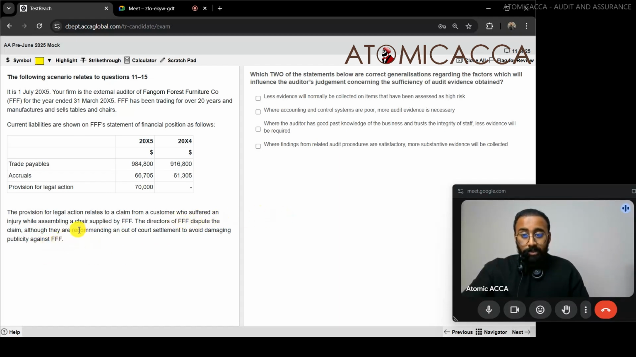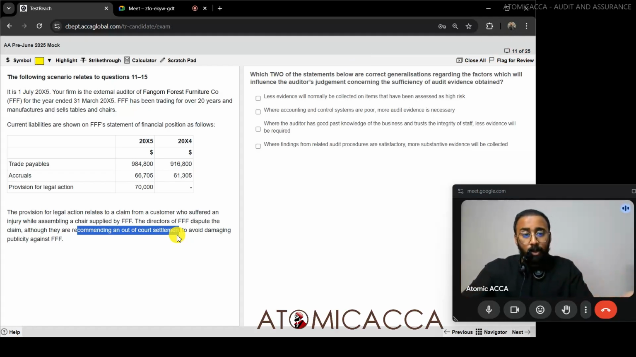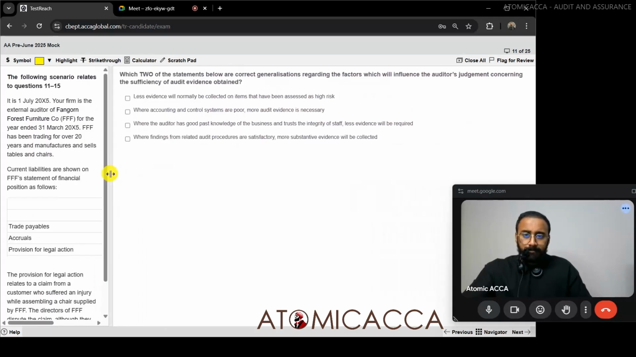So they're disputing the claim, meaning they're saying that nothing happened from their end, but they are recommending an out of court settlement. That means something is definitely going to be paid. So Triple F is guilty of this. So they definitely will have a payment, because they themselves are recommending an out of court settlement. So probably something could be there. We'll see based on the case study.